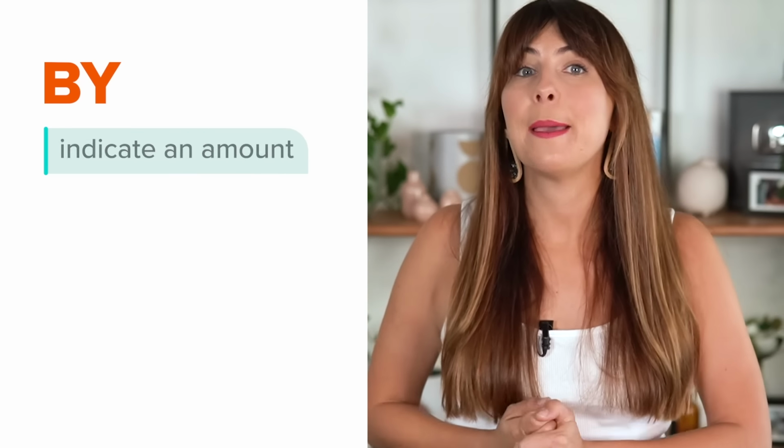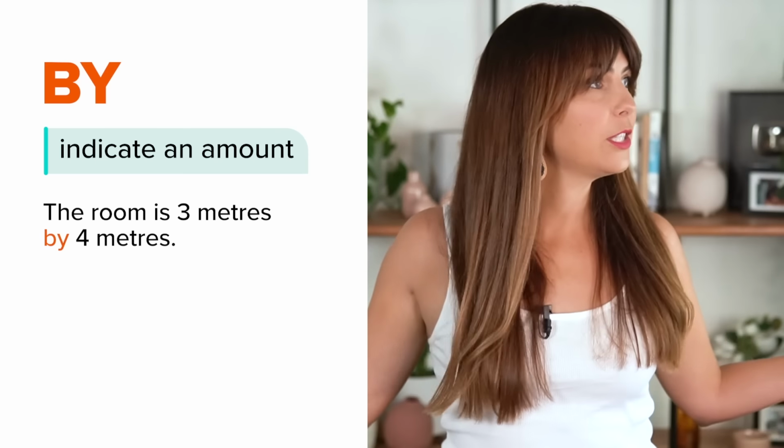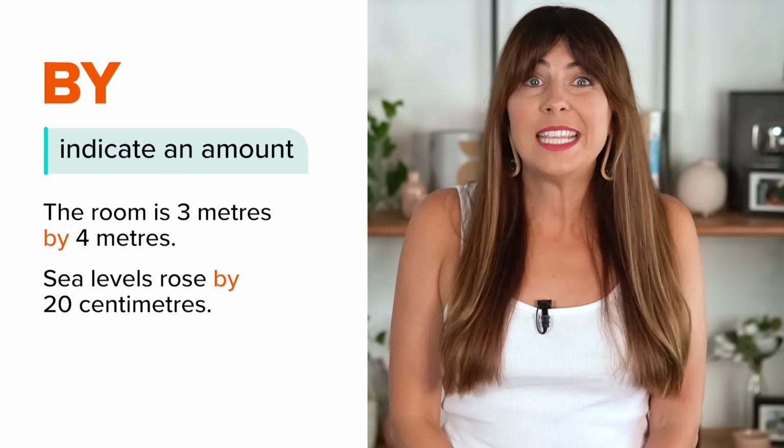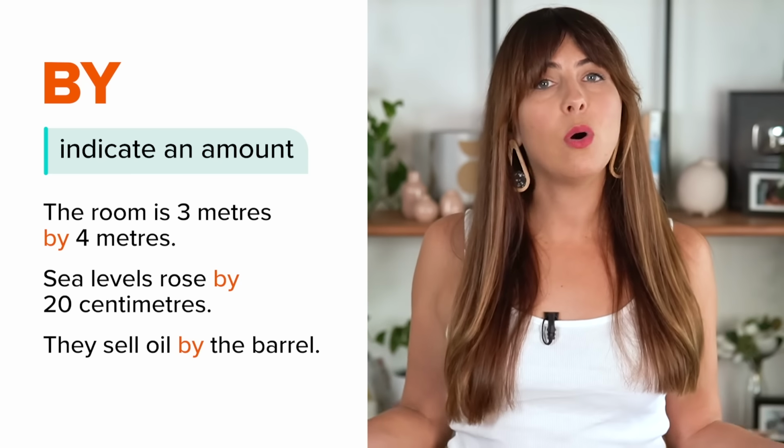And finally, we can use by to indicate measurements and amounts. The room is 3 meters by 4. Sea levels rose by 20 centimeters. They sell oil by the barrel. Now, if only it was that simple. But English prepositions are tricky little things.